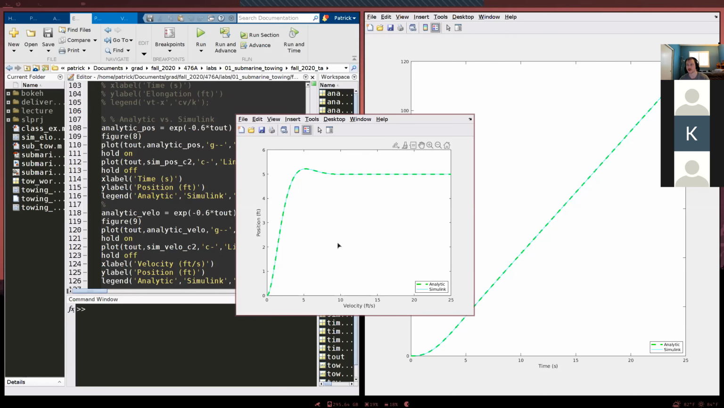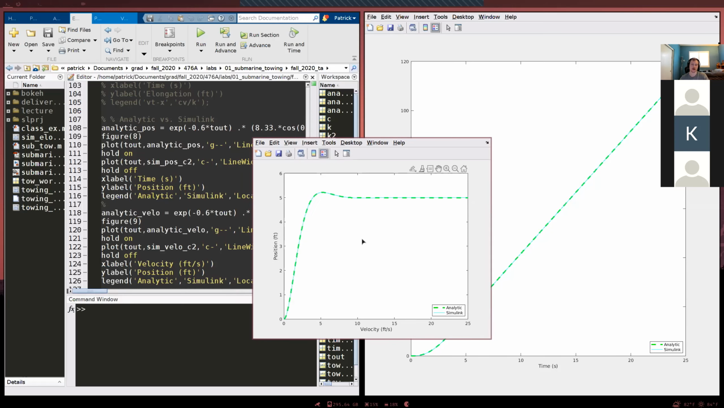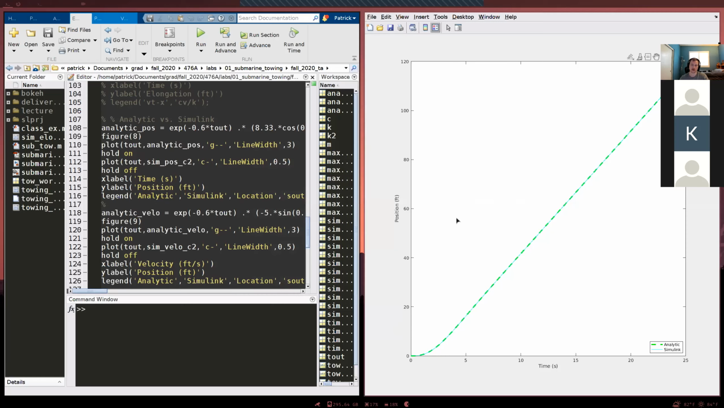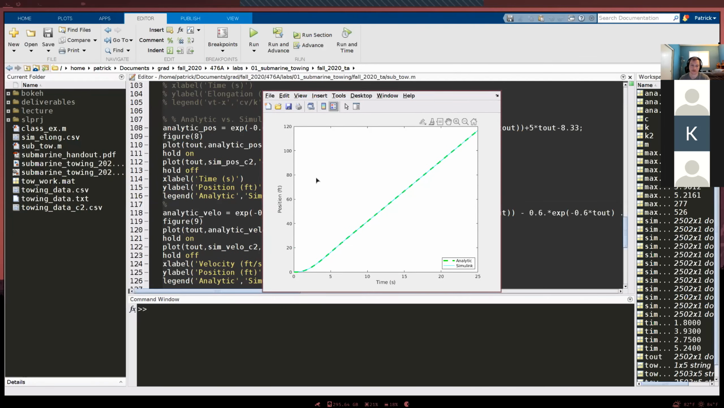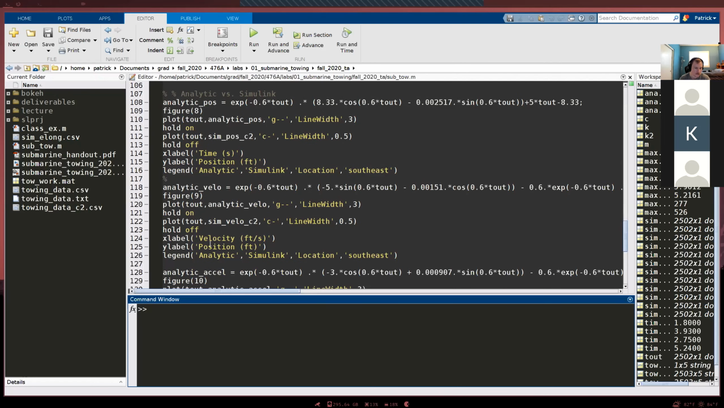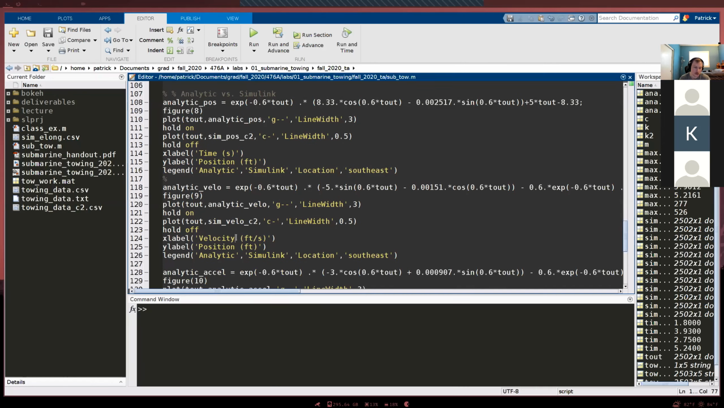Yeah, because our solution is x of t equals x homogeneous plus x particular. Okay, so then this is velocity, or, yeah, that was velocity. I think I had my axes titles wrong. And then this is our position graph. This is time, seconds.